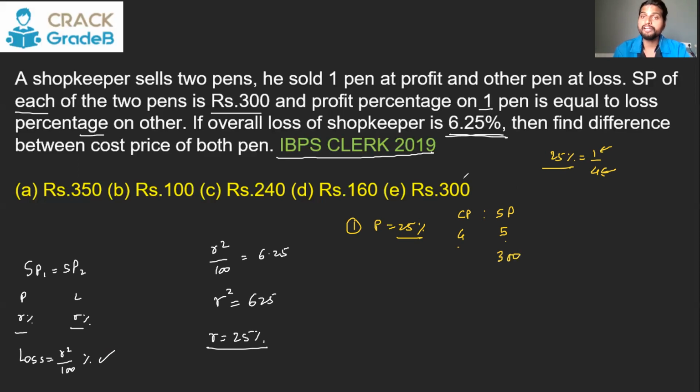Actually, you are selling it for 300. This is the ratio. Actually, you are selling it for 300, which is 60 times. That means actually you bought it for 240. So the cost price of the first article is 240.